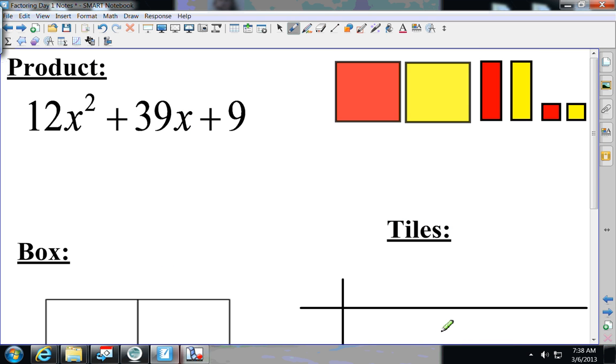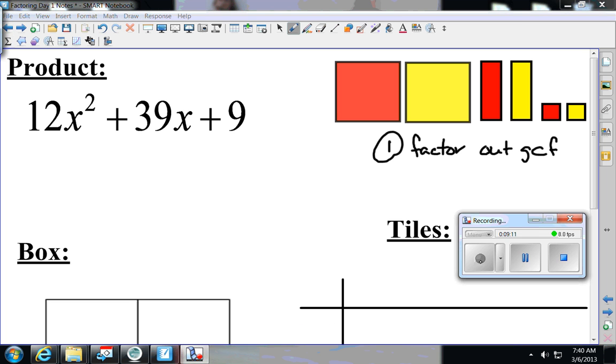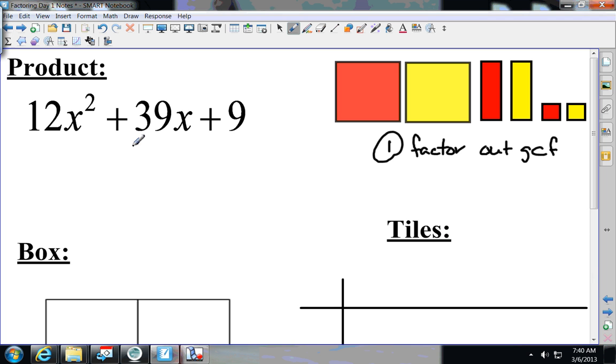Okay. Write this down on your paper. And first, step 1 is to do what? Factor out the GCF. Okay, so do that now and write what's left. Okay, so when I look here for my GCF, I look at 9. Does 9 go into 39 evenly? No, it doesn't, because 39 divided by 9 gives you a decimal.